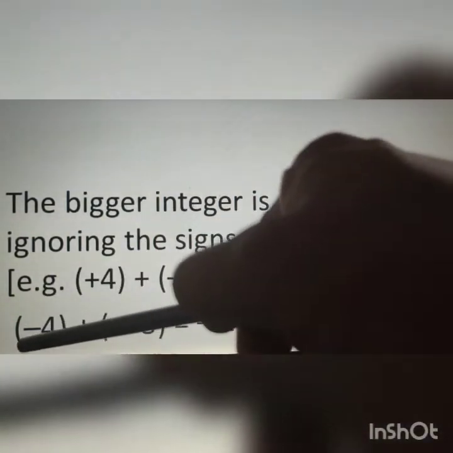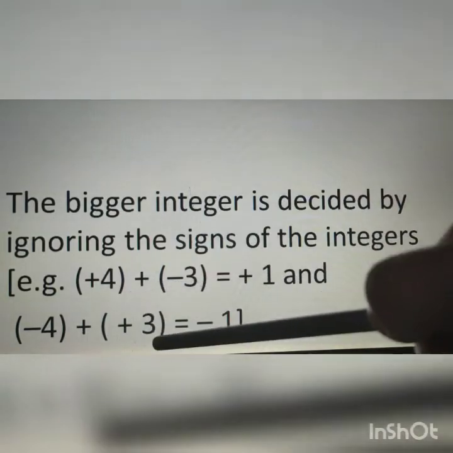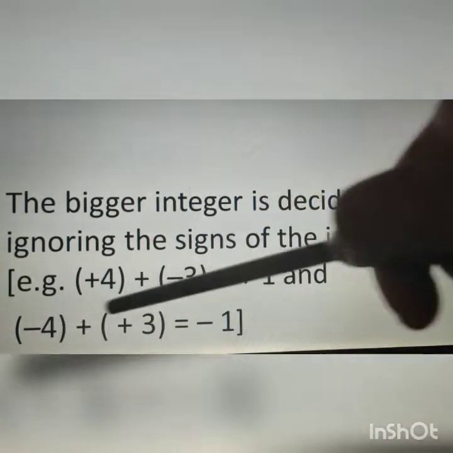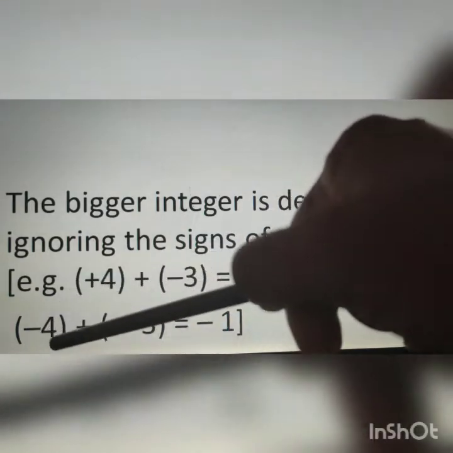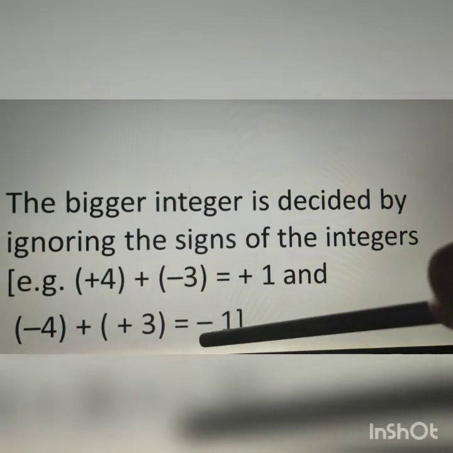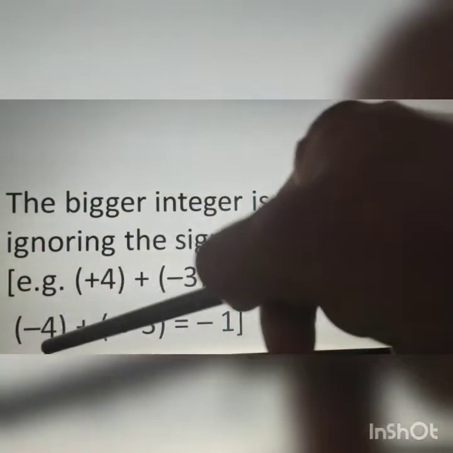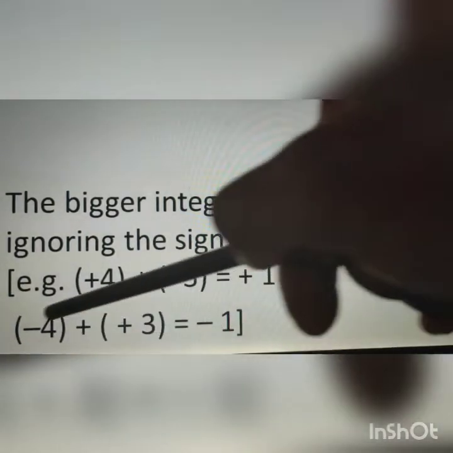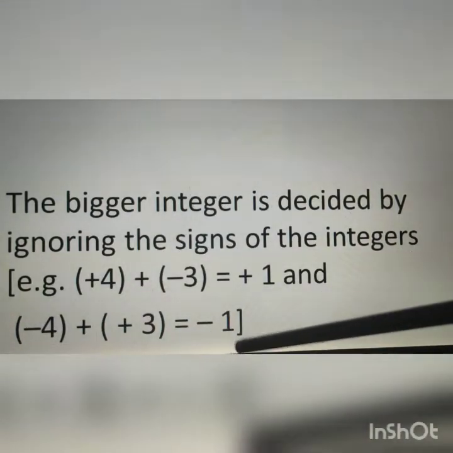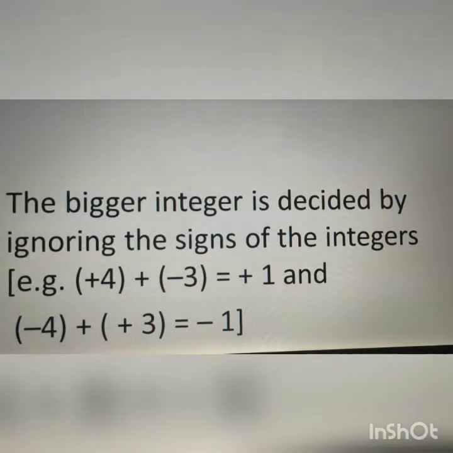Next example, minus 4 plus 3. So one is negative, the other is positive. We have to subtract. We know 4 minus 3 is 1, and the sign of the bigger number will come in the answer. Here 4 is greater than 3, so the sign of 4 is minus. So the answer will be negative. Minus 1 is the answer. We have discussed addition of integers.